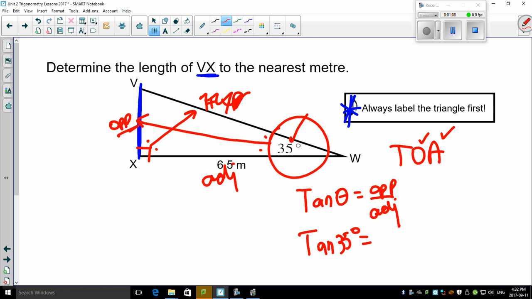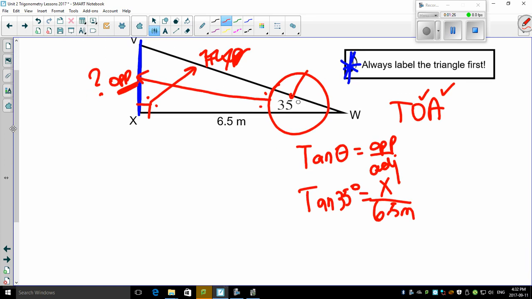Opposite. I don't have the opposite. That's my question mark. That's my unknown. So I can put that down as x. And my adjacent right here is 6.5 meters. Now check this out. How do I solve something like this? What do I do with it?